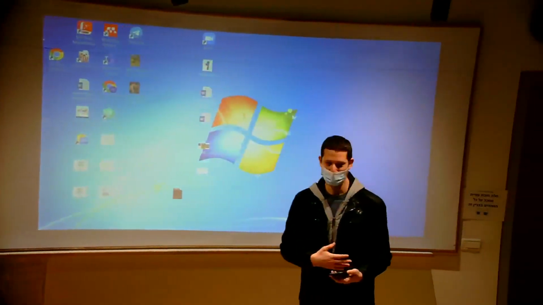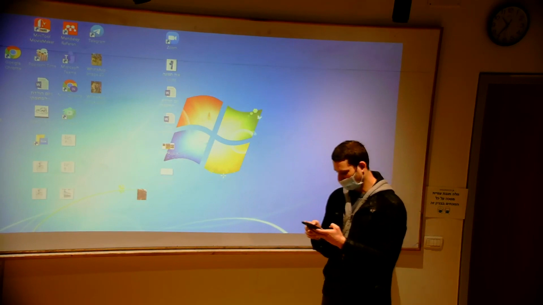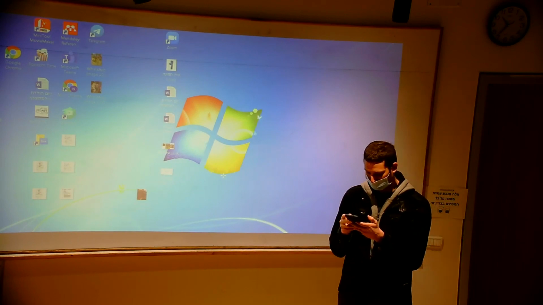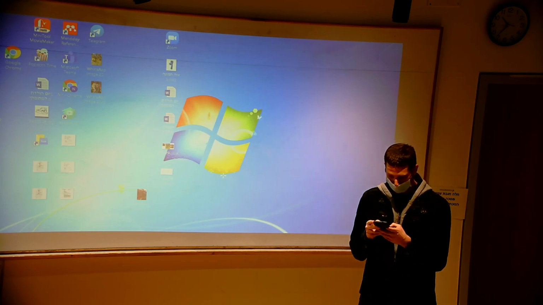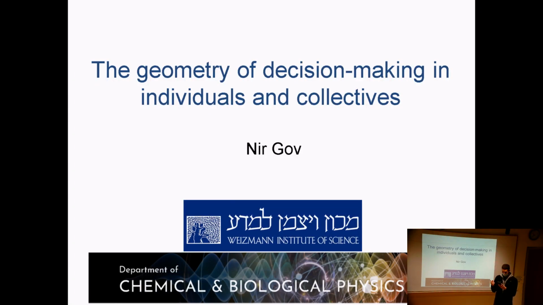After this short delay, I'm very happy to host Nir Gov. Nir Gov has been a PI at the Weizmann since 2004, focusing on developing theoretical models for various phenomena in biology that involve many interacting units, from the collective migration of cells to collective motions of animals within a group. In addition, his lab studies the dynamics of cell shapes, cell migration, and general non-equilibrium physics. Today he will talk with us on the geometry of decision-making in individuals and collectives, and hopefully no other problems. Okay, Nir, the stage is yours.